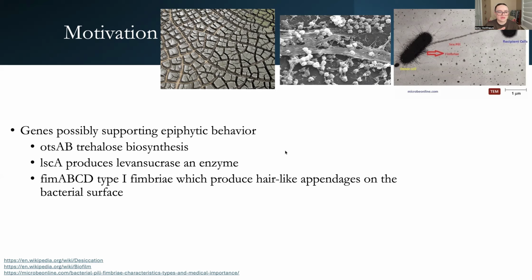And so then the other gene sequence was fimABCD, which produces type 1 fimbriae, which again produces hair-like appendages on the bacterial surface. So not to be confused with flagella, but this produces sort of the fuzzy look of bacteria that sometimes you can see, like with this picture up on the top right, that fuzzy hair-like surface.